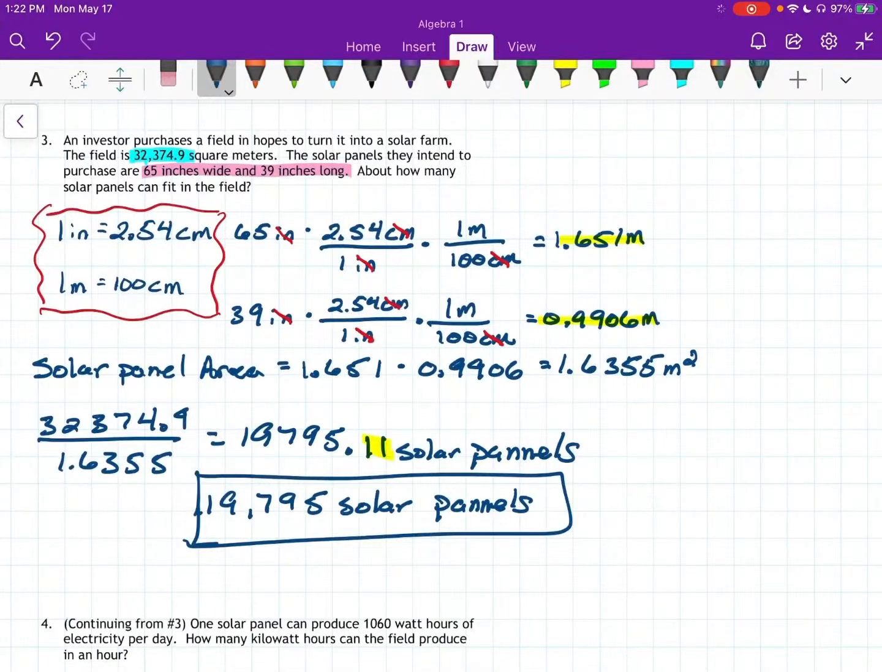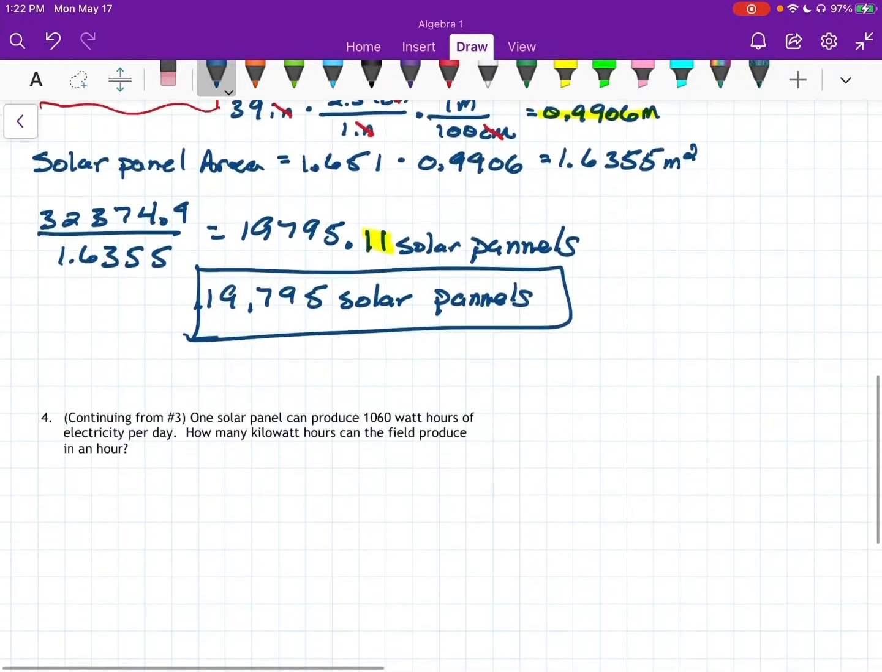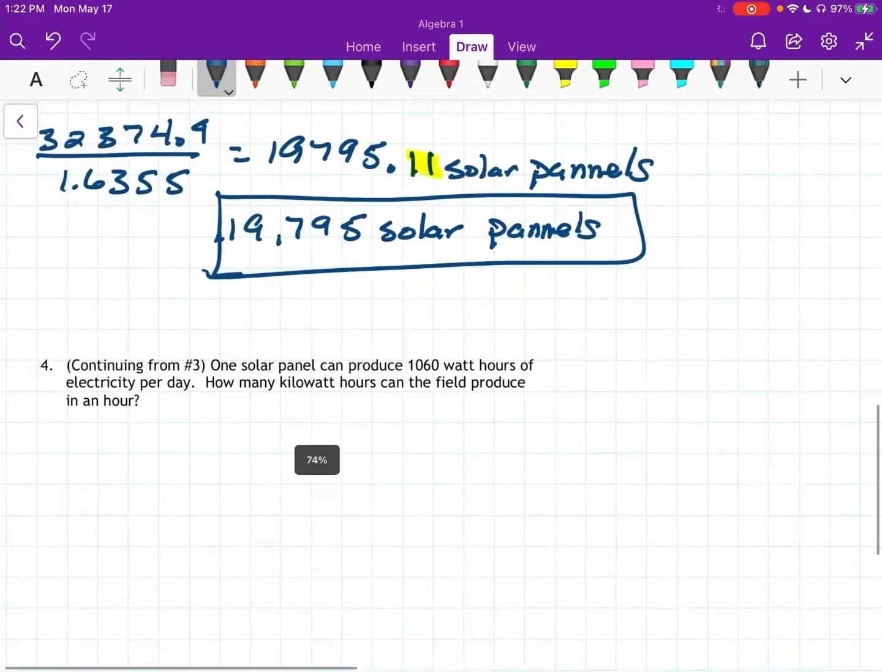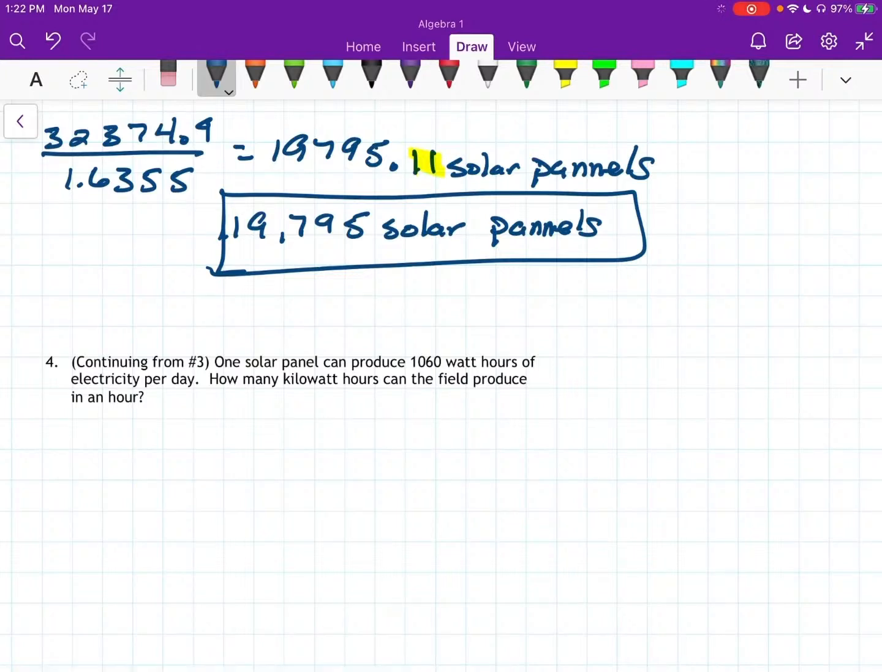All right. Number 4, continuing from number 3, one solar panel can produce that many watt hours of electricity per day. Now, whenever we see watt hours, we can just kind of ignore that word hours. It's just going to confuse us. How many kilowatt hours, again, I'm going to ignore that hours, can the field produce in 1 hour, right? So a solar panel produces 1060 watt hours per day. How many can it produce in an hour?